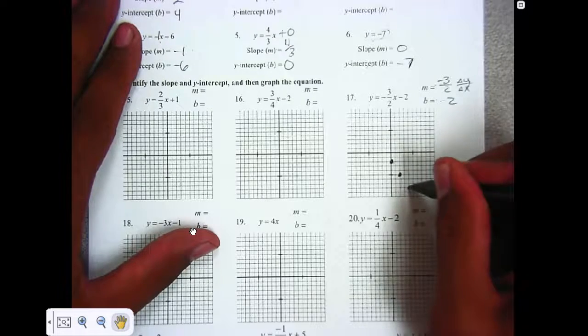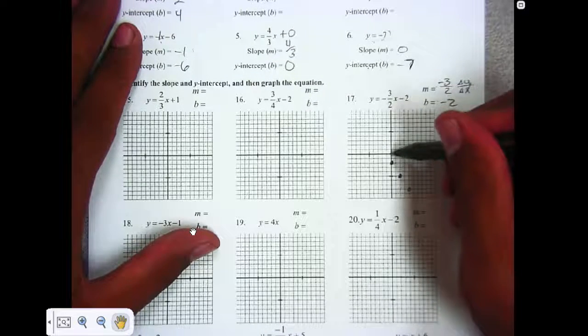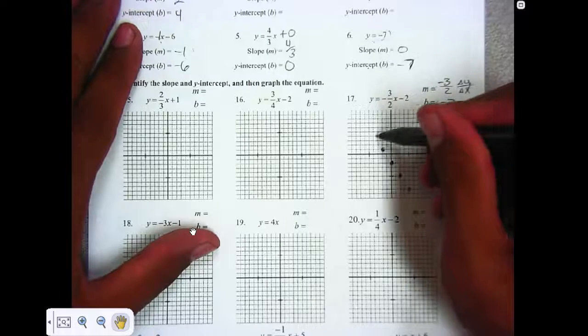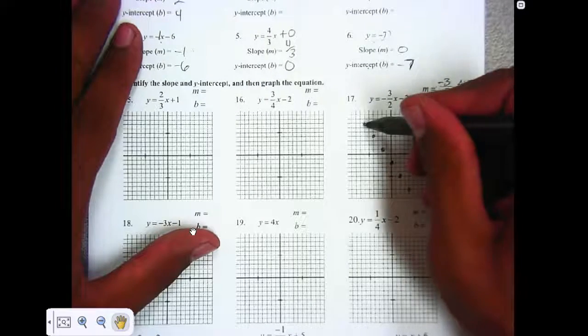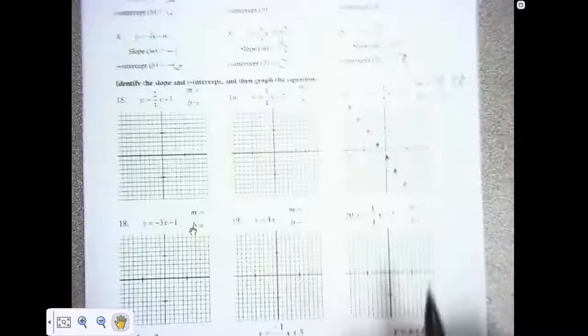Down 3, right 2. And then we go up the other direction. Up 3, left 2. Up 3, left 2 one more time. And now we can graph our line.